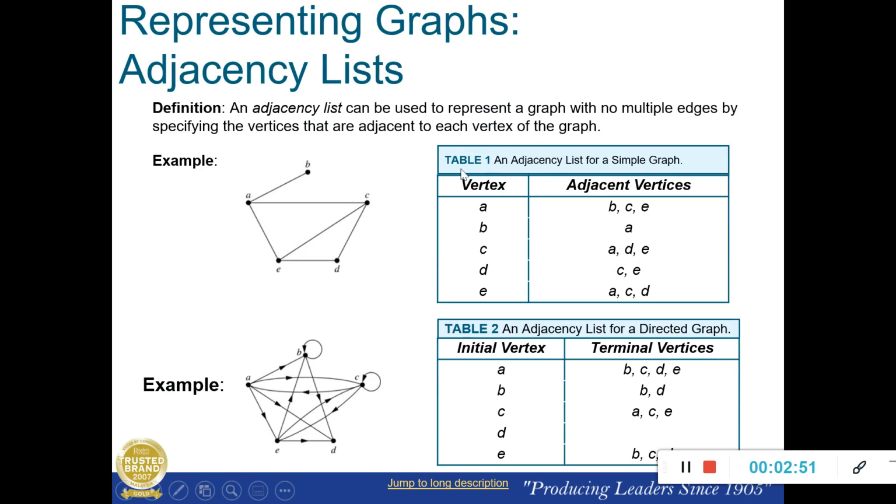Let's say you have this graph with five vertices. What are the adjacent vertices for A? Easily you can spot B, C, and E. What are the neighbors of A? B, C, and E. And so on. B has A, and C has A, D, E. This is pretty straightforward. And then you have the adjacency of a directed graph. This is the undirected graph. Remember, in an undirected graph you can go both ways.